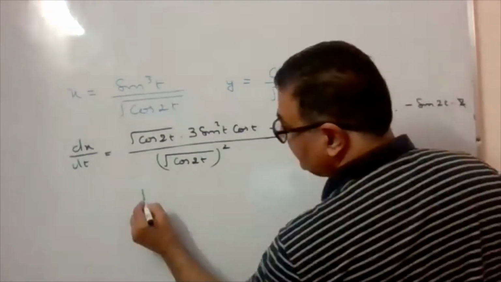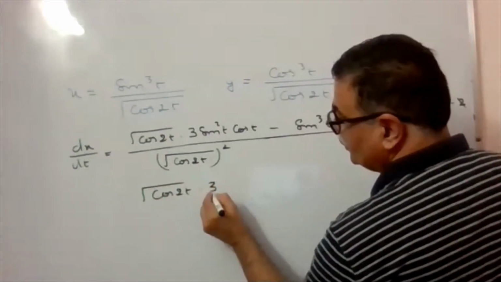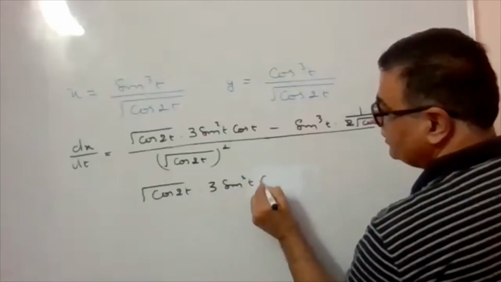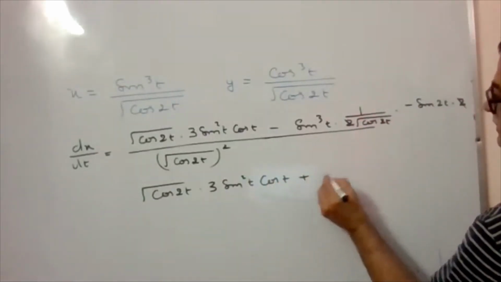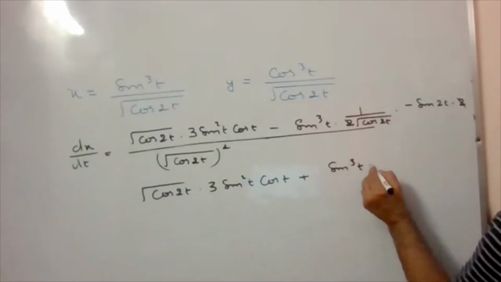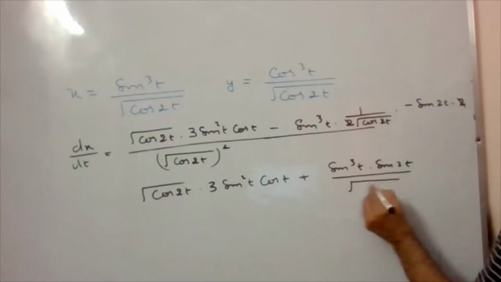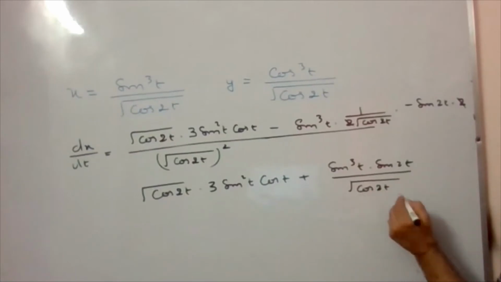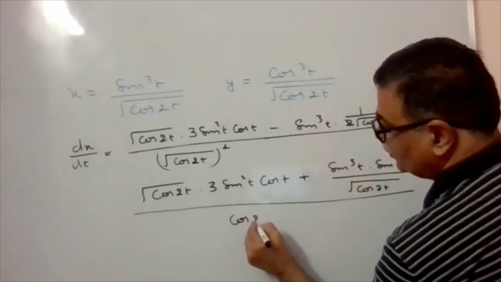So, I got this as root of cos 2t into 3 sin square t cos t, minus and minus plus, now it will come sin cube t into sin 2t by under root of cos 2t, whole divided by cos of 2t.